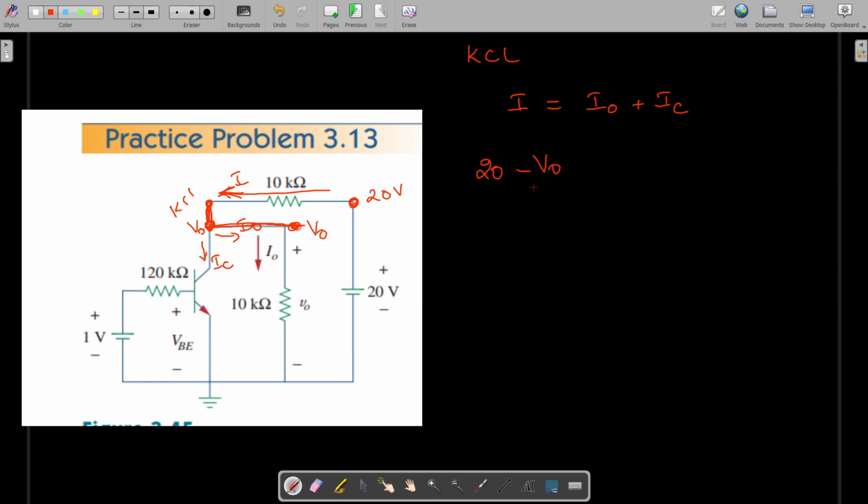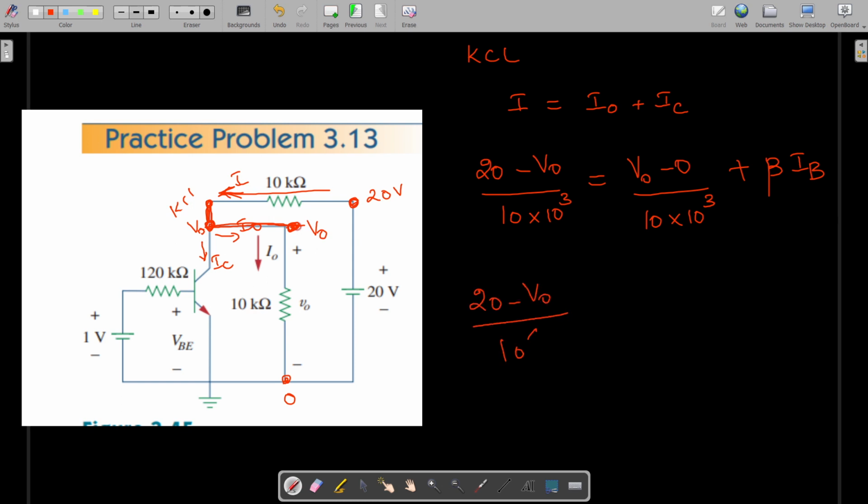It is 20 minus V0 divided by that 10 kilo ohm, so 10 into 10 power 3. Then I0 is V0 minus 0 potential divided by the resistance, which is 10 kilo ohm, so 10 into 10 power 3, plus IC. IC is nothing but beta times IB. Like that we can write. So here it is 20 minus V0 divided by 10 power 4, equal to V0 divided by 10 power 4 plus 80, which is given in the problem, into IB.